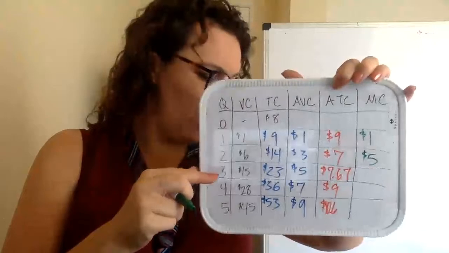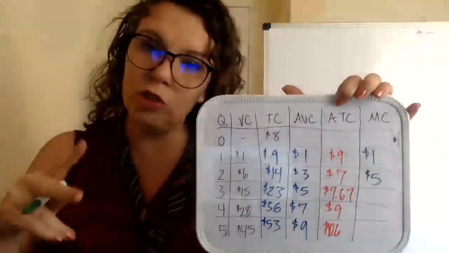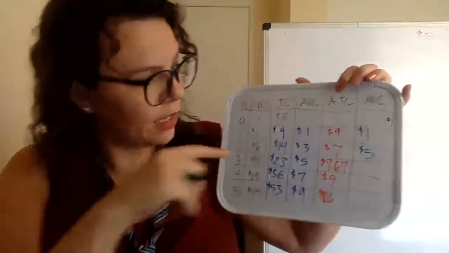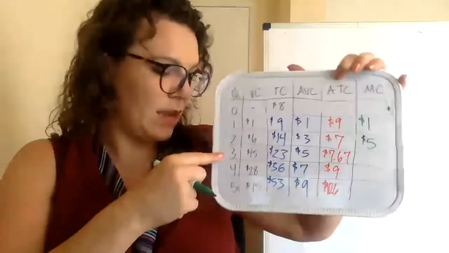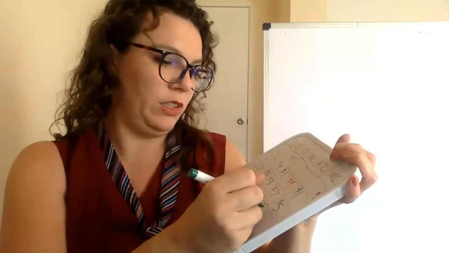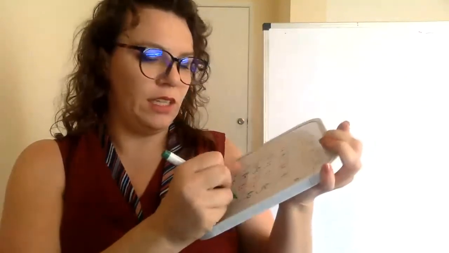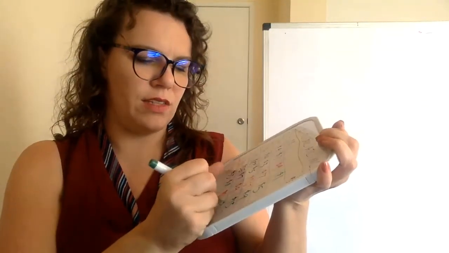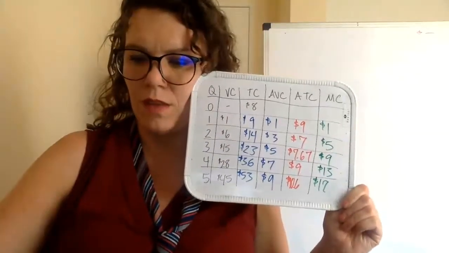Then we go from it costing $14 to produce 2 units to it costing $23 to produce 3 units. So that's going to give us a marginal cost of $9. Then 13, and then 17. So far, so good? Make sense, mostly? All right.